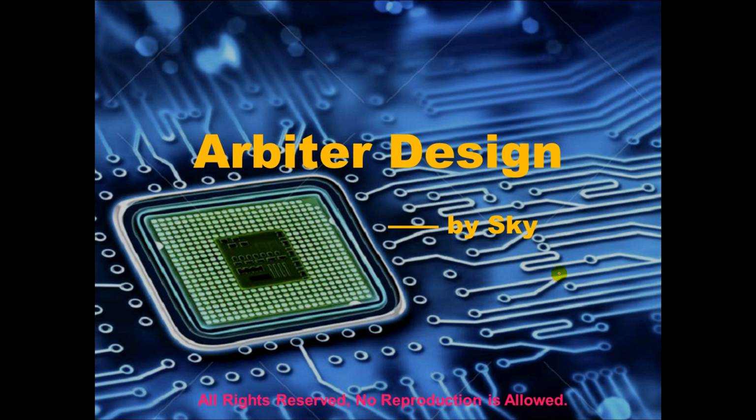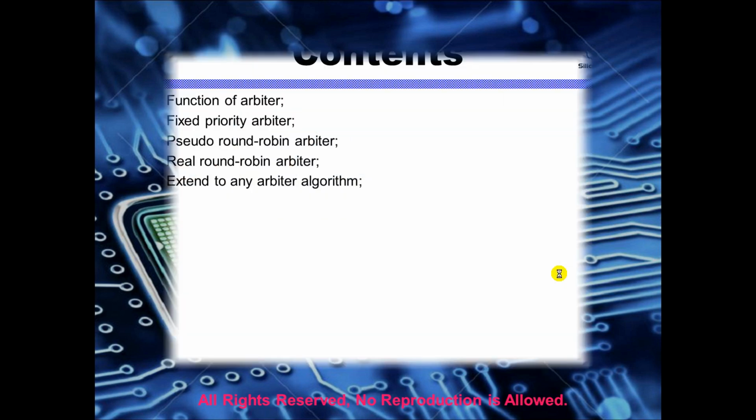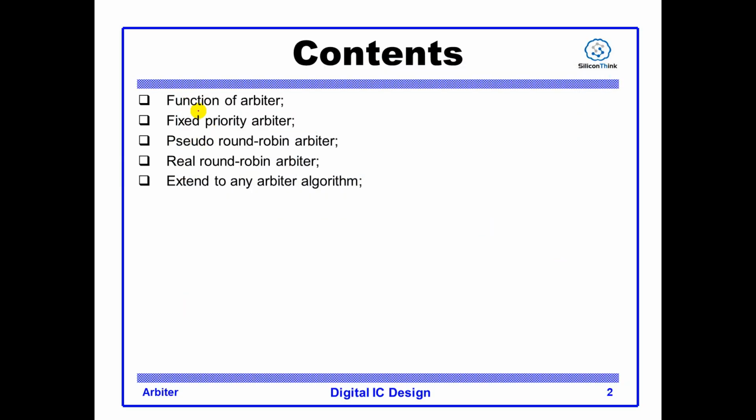Hello everyone. In this section, I will talk about how to design an arbiter. So these are the contents for this section. I will first explain the function of an arbiter. Then I will talk about the two common implementations of an arbiter. The first one is the fixed priority arbiter. The next one is the so-called round robin, but I call it pseudo round robin. Then I will talk about how to design a real round robin arbiter.